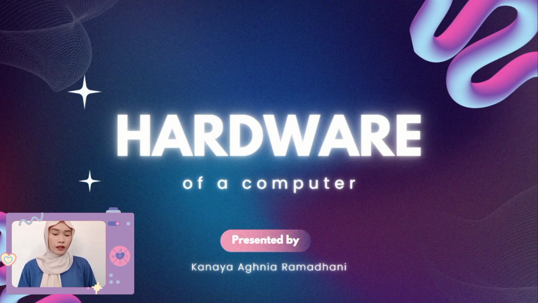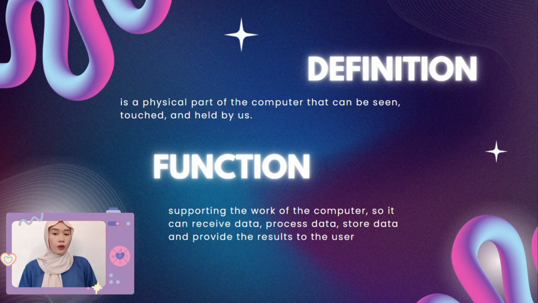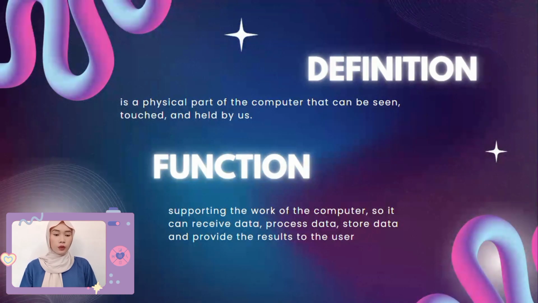Do you know what hardware is? Hardware is the physical part of the computer that can be seen, touched, or held by us. The main function of hardware is to support the work of the computer, so it can receive data, process data, store data, and provide the result to the user.